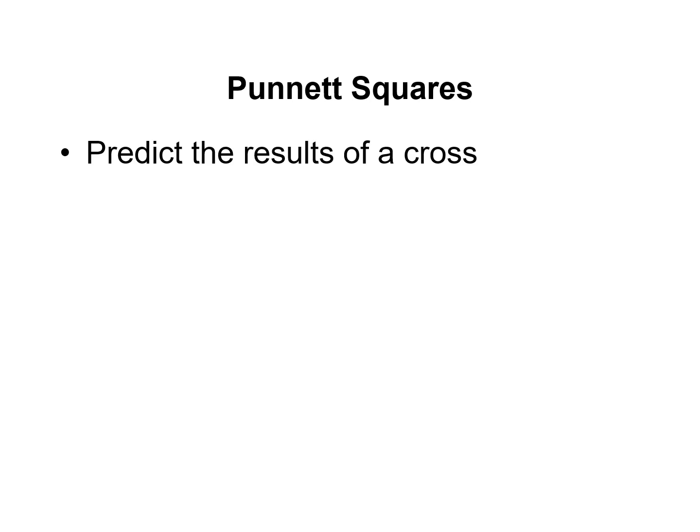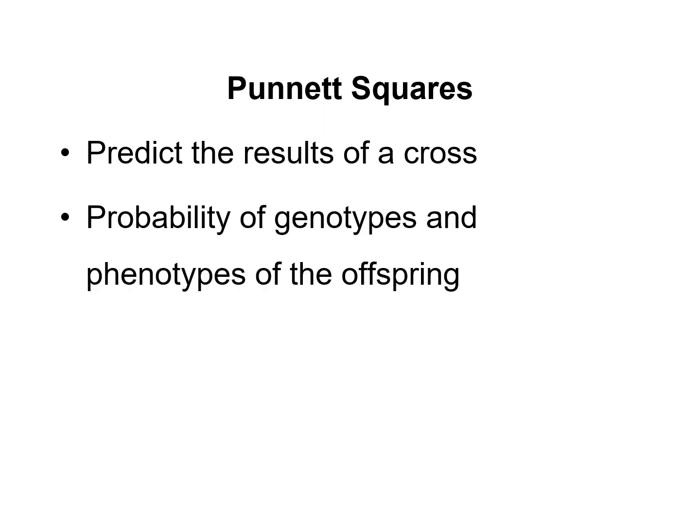Punnett squares are very useful tools in genetics because Punnett squares can predict the results of a cross. So when you have 2 parents, you can use a Punnett square to figure out the probability of the genotypes of the offspring. And if you know the genotypes, you'll be able to figure out the phenotypes. So again, Punnett squares give you the probability of the genotypes of the offspring.